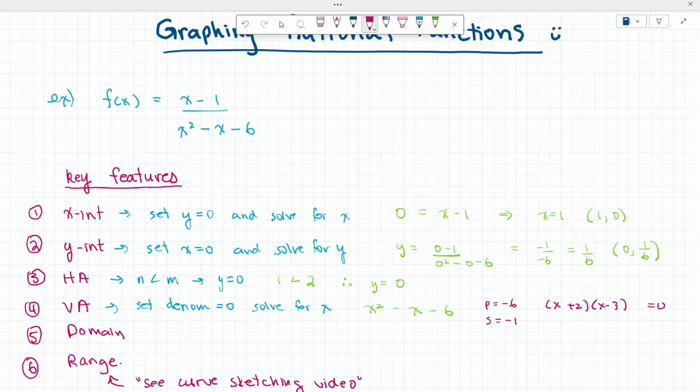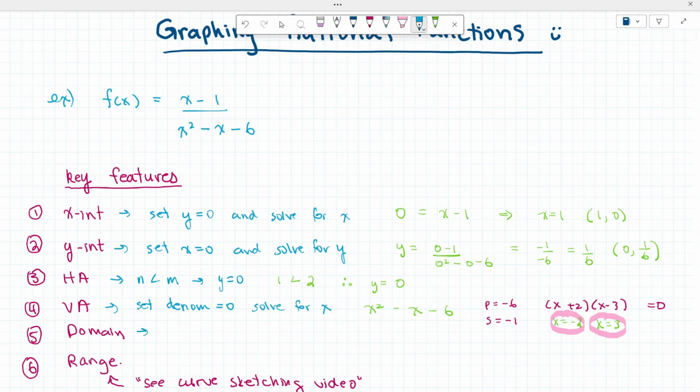If we set that equal to 0, then we have that x equals -2 and x equals 3. So those are going to be our two equations for our vertical asymptotes. So we have two vertical asymptotes in this case. Now we're going to look at the domain.